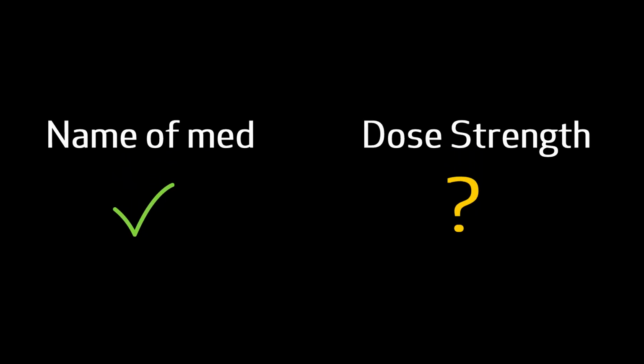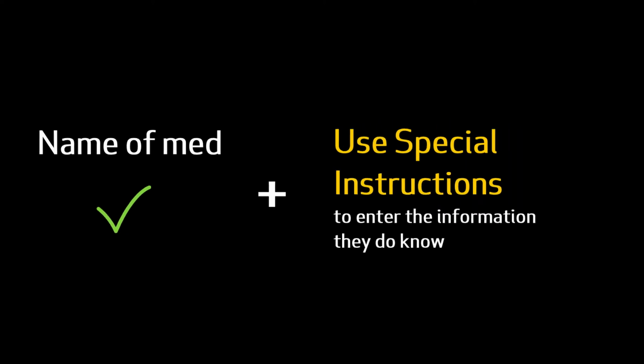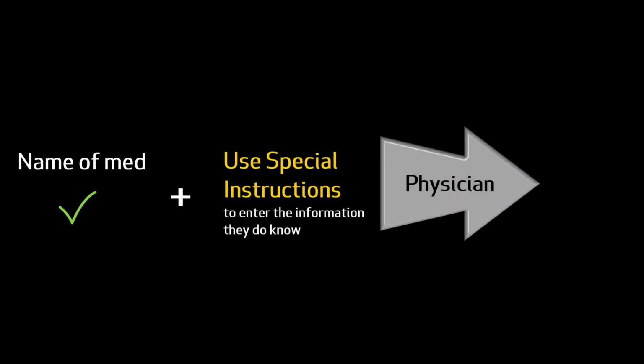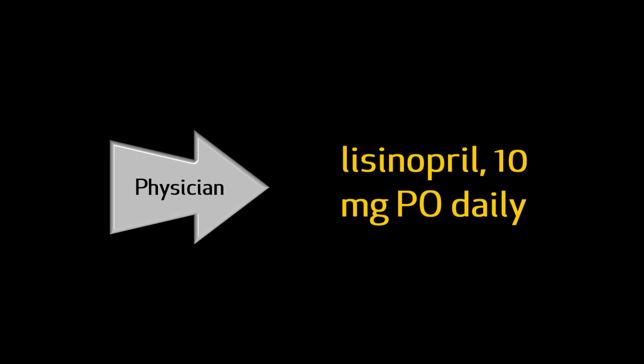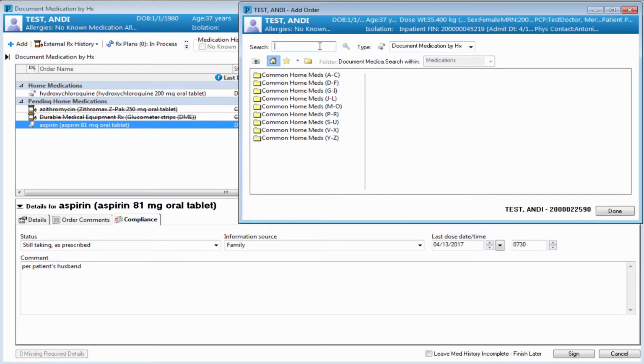When a patient only knows the name of the medication, it is best to leave the strength blank and then enter in the information they do know in the special instructions section. This will require the physician to determine what strength the patient should be given if they decide to continue the medication. In this example, the patient states that they are taking a B vitamin.